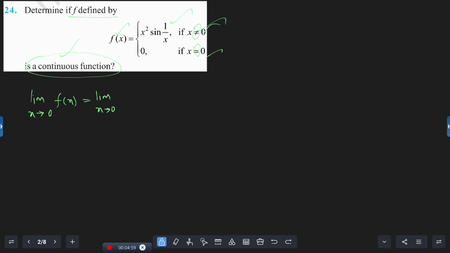See, x tends to 0 means x not equal to 0 is the meaning. x not equal to 0, but it is approaching 0. So for x not equal to 0, first function only. What is it? x square into sine 1 by x we can use. This is the meaning. Okay. But based on sine, we know the formula limit x tends to 0, sine x divided by x equal to 1. I know the formula, but this is not like this. Have you noticed it?